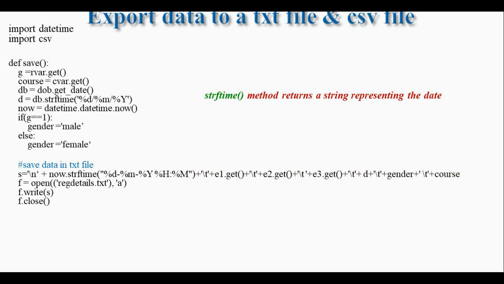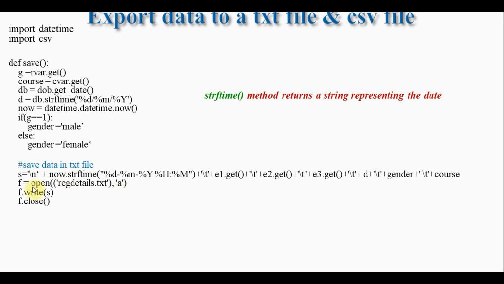Now it's so simple. You have to open a new file: f is equal to open. If it is already present, it will just append the data to it. If that file doesn't exist, it will be created. The reg details.txt will be created in append mode. The a means append mode, which means that each and every time you can update the user data to the file.